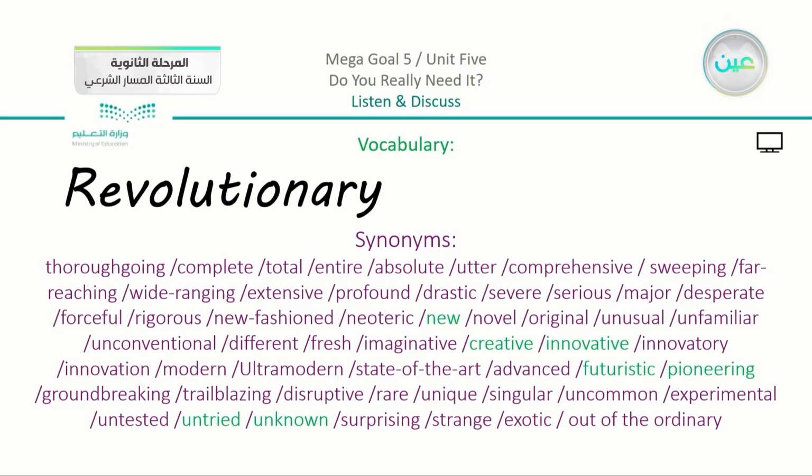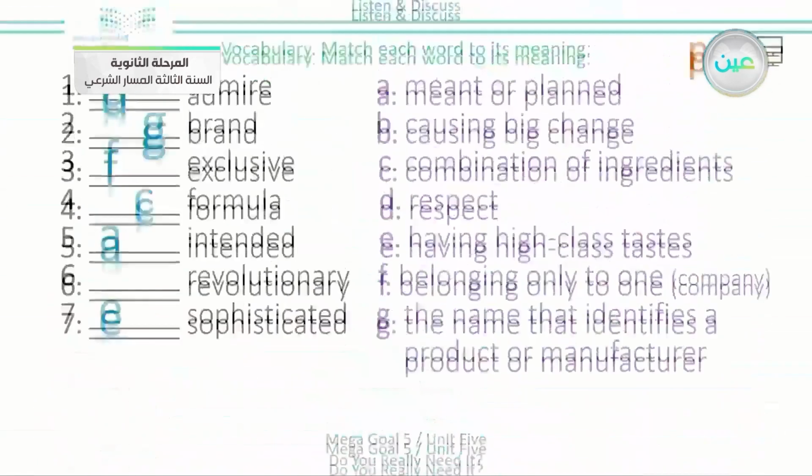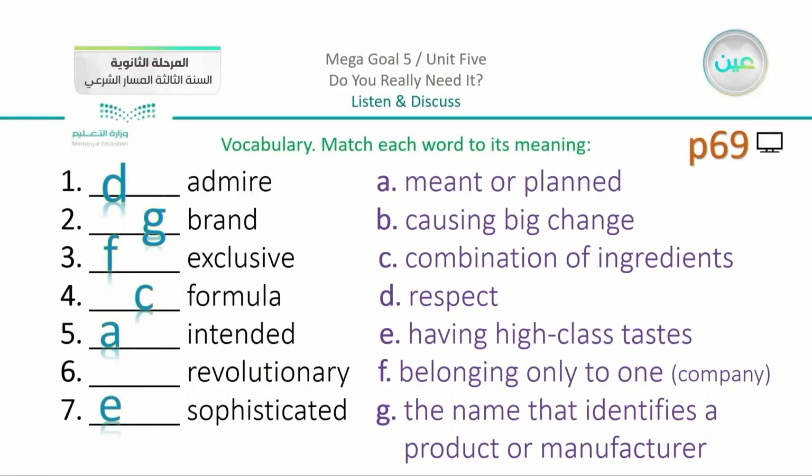So just put in mind that you have lots of meanings for the word revolutionary, but we are going to relate to what we have here in the lesson. So we have here the last word, revolutionary, is associated to B, which is something causing a big change. So these are the answers for the exercise. We have here D, G, F, C, A, B, and E are related to the words that we have here.